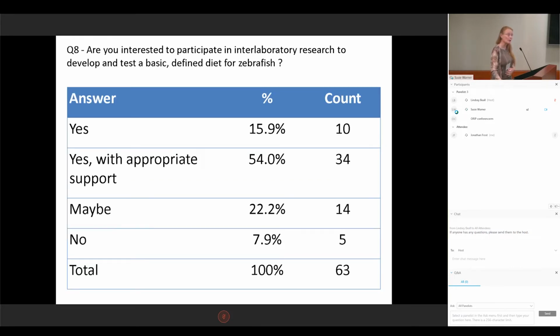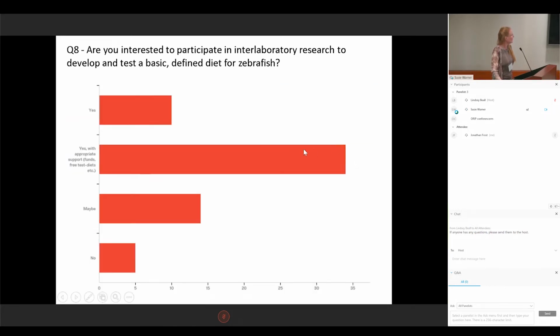And tying in with that, our final question was looking at whether they'd be interested in developing and testing a basic defined diet for zebrafish. Again, very high amount of yes. If you look at the top three bars, that gives us 92% of our respondents were interested. Again, the majority would need support in some way or another. But it does show that there's a tremendous amount of interest in our community, not just in having a defined diet, but in helping develop that defined diet.